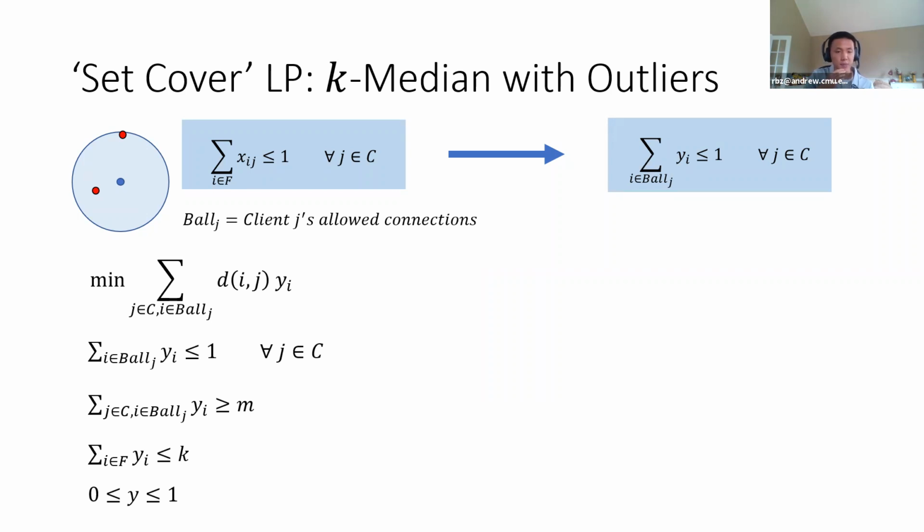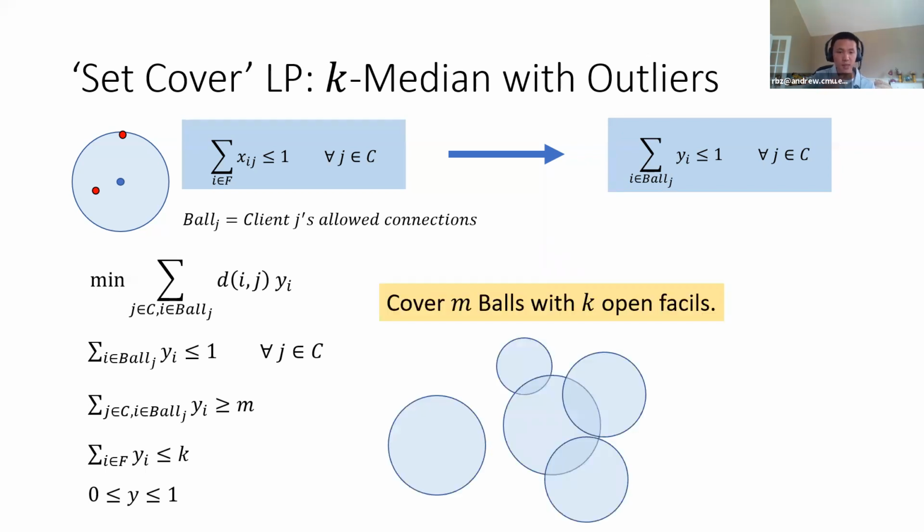There are a few things to note in this LP. Note that we only have variables, the y_i variables for facilities. We no longer have x_ij variables. So let's go over what all the constraints mean. The first constraint says I can cover each ball at most once. Remember, we have one ball for each client. The second constraint says I must cover at least m balls. And the third constraint says I can open at most k facilities in order to cover balls. So what is this LP expressing? We're trying to solve the problem where we want to cover m balls, our ball J's, using k open facilities.